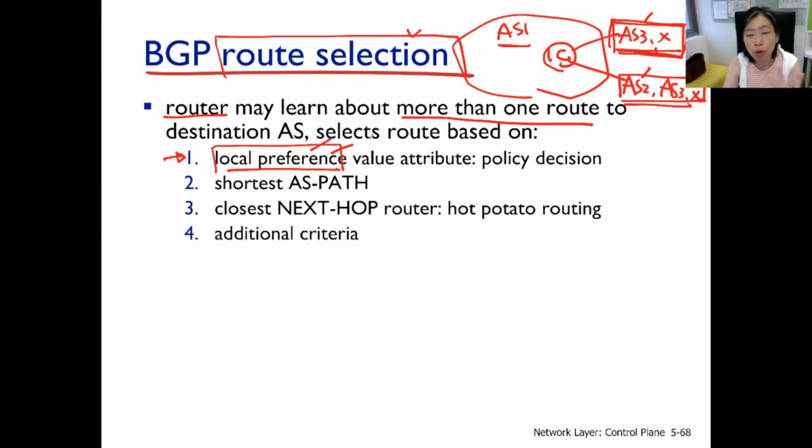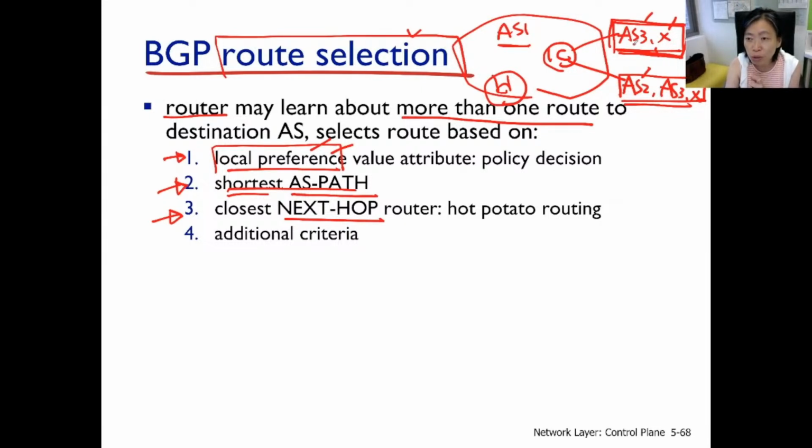Now, if there's no local preference specified, then we go to step 2. The internal router, let's say 1D here, will check which of these multiple paths to destination X gives us the shortest AS path. In this scenario, 1D is going to pick this one. Now, if both AS paths have the same path length, then we go to step 3. We pick the closest next hop router.